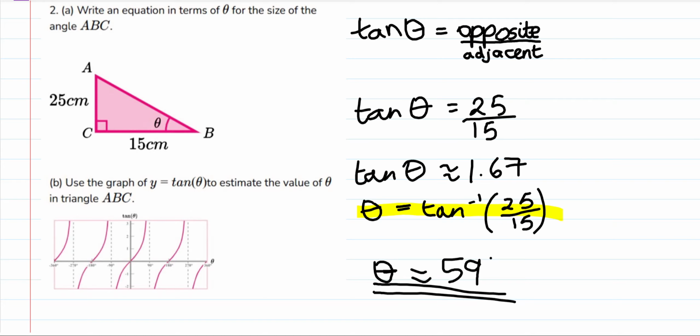To recap what knowledge we needed for this question, we needed to know that tangent graphs repeat every 180 degrees. Solving tan x equals a value gives 2 solutions in the range 0 to 360 degrees. And in right angled triangles, tan theta is equal to the opposite side over the adjacent side, which you can estimate straight from the graph.